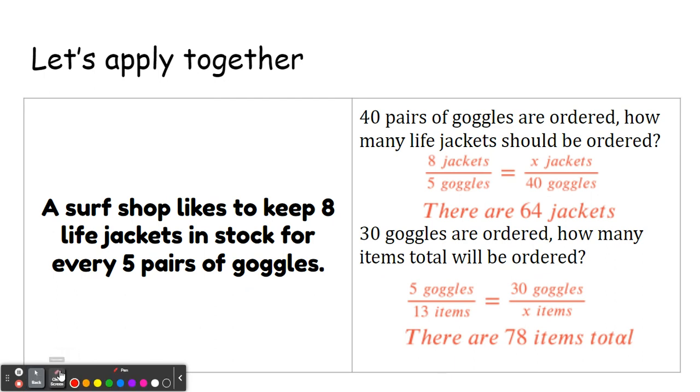So here you can see, and I'm going to show you what I did, if I order 40 pairs of goggles, I would order a total of 64 life jackets. And here's how I did that. I went through and I did 8 times 40. When I did 8 times 40, I got 320.